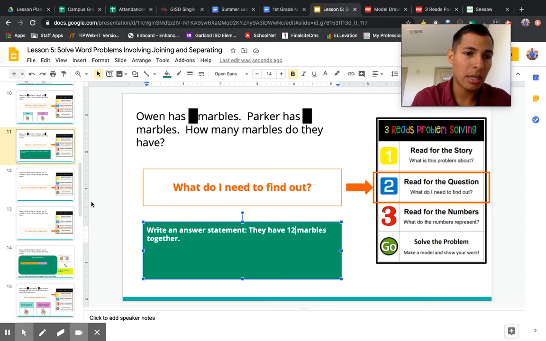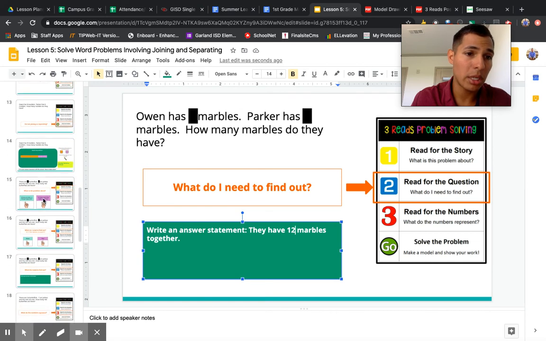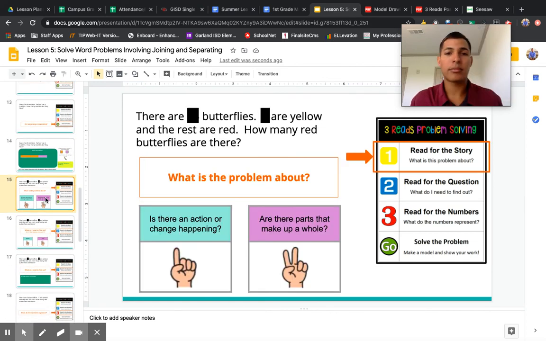So let's see, we got another one. Where is our second one, or our third one, I should say. Here we go. Let's get started. There are blank butterflies. Blank are yellow and the rest are red. How many red butterflies are there?